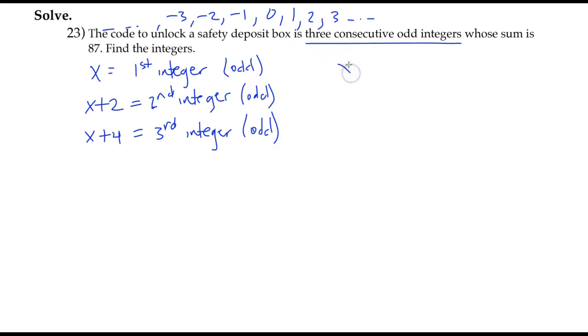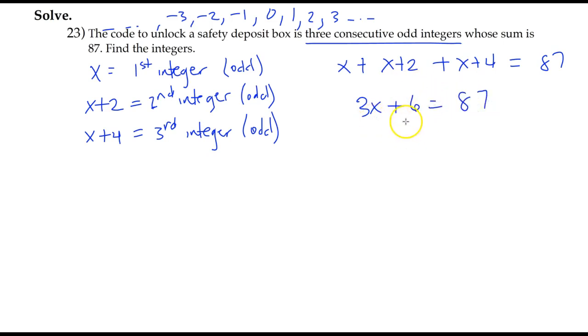And so now we know that the first integer plus the second integer plus the third integer have to all add up to be 87. At this point, we just solve for x. We have 3 x's that are being added, so that'll just be 3x. And then we have 2 plus 4, which is 6, and then that equals 87.